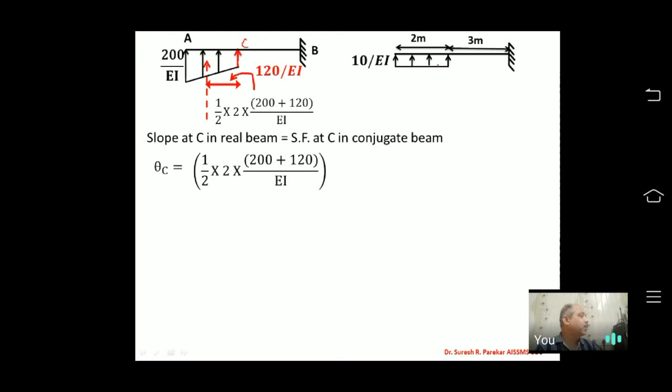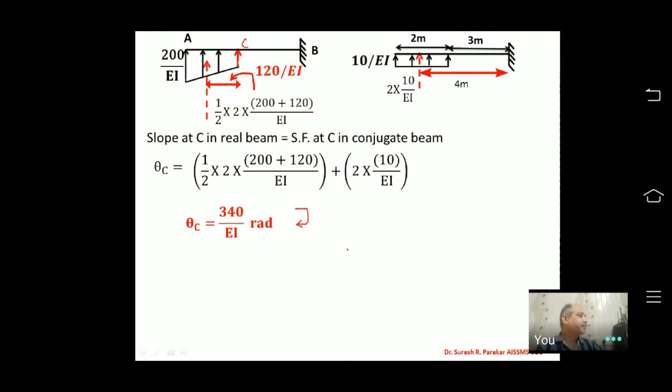for the second, which is for your couple. Now this is constant, so we have only a rectangle. So we have this value as plus 2 into 10 by EI. Knowing this, we are in a position to get the value of theta C. Now again we have this as positive, so my theta will be again clockwise. So this will be theta C.